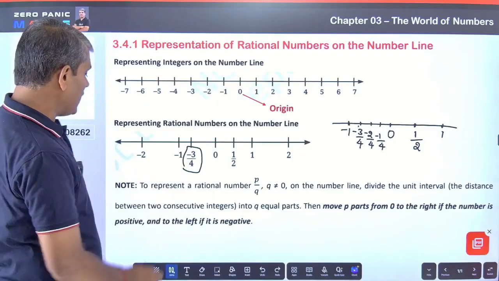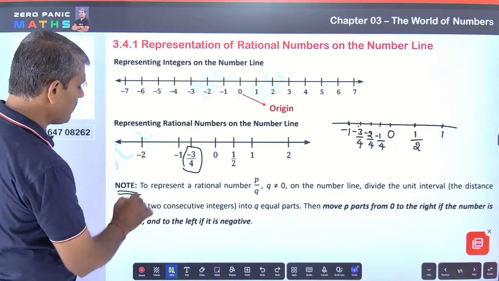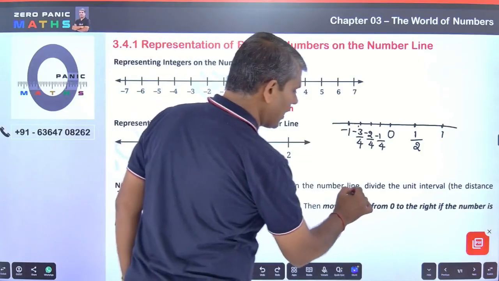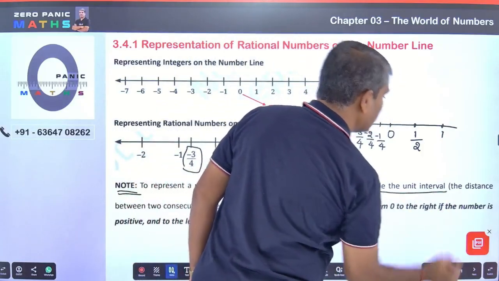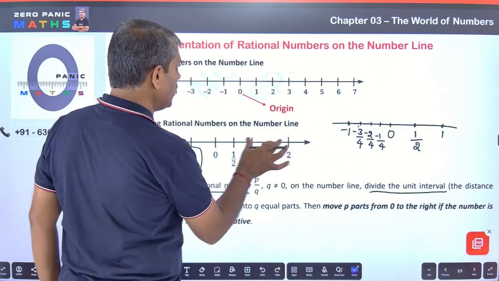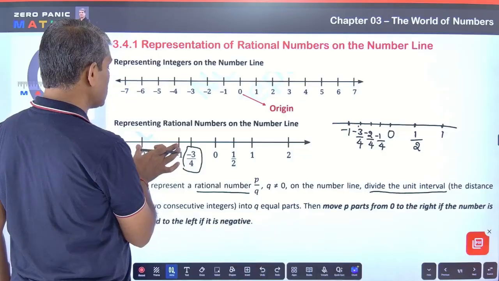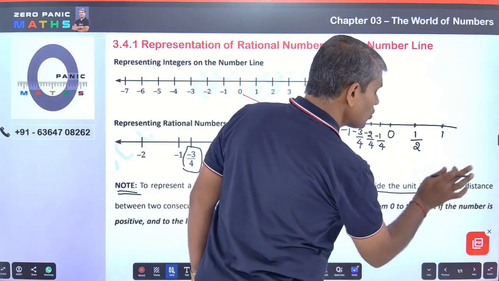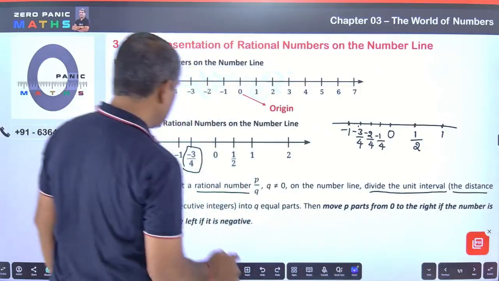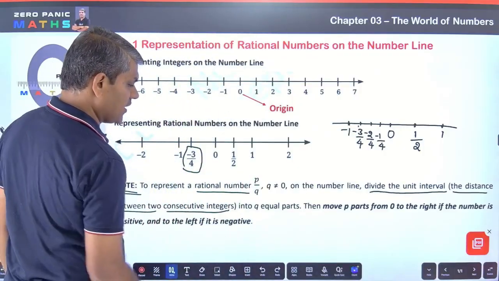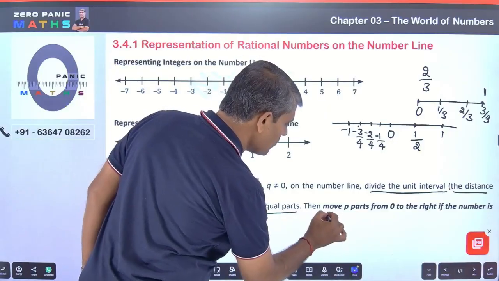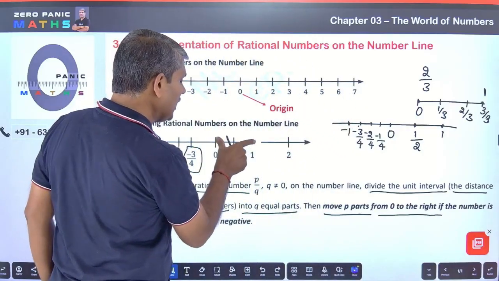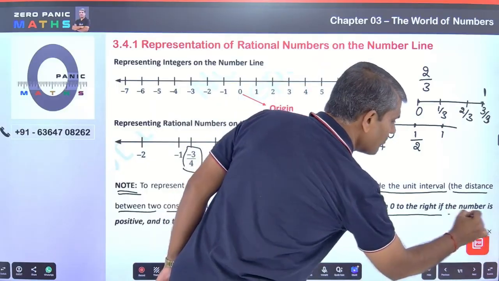So in general, see this note, it's very important. In general, when a rational number p by q is to be represented on the number line, then divide the unit interval into q equal parts. The unit interval is the interval between 1 and 2, 0 and 1, 0 and minus 1, minus 1 and minus 2, and so on, that is one unit. That unit interval is actually the distance between two consecutive integers, and it should be divided into q equal parts. Then move p parts from 0 to the right if the number is positive.